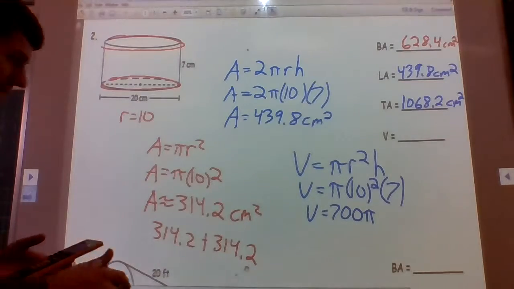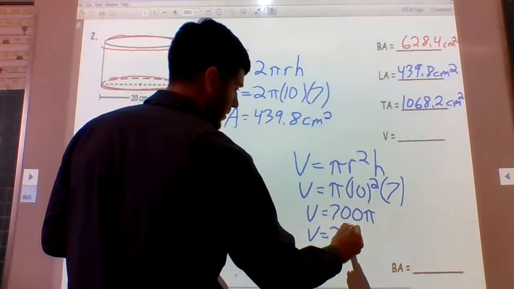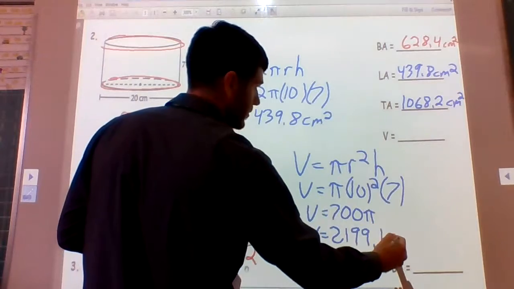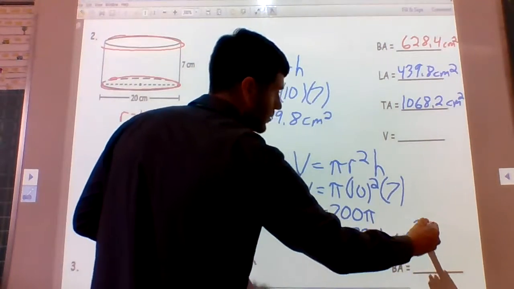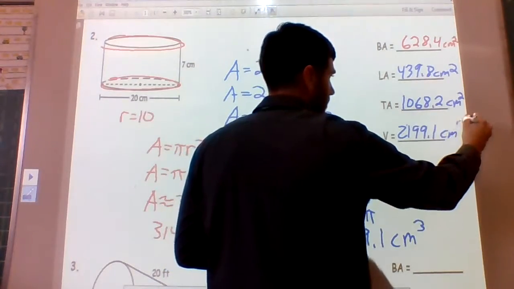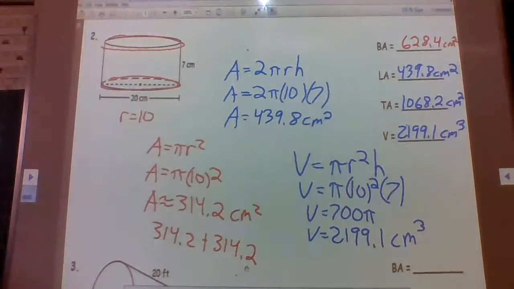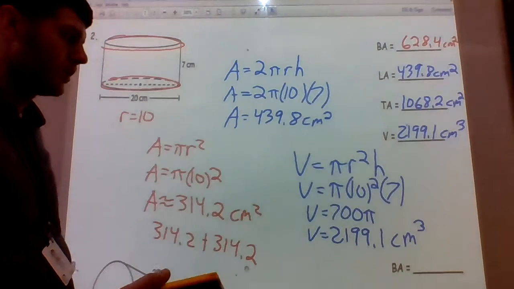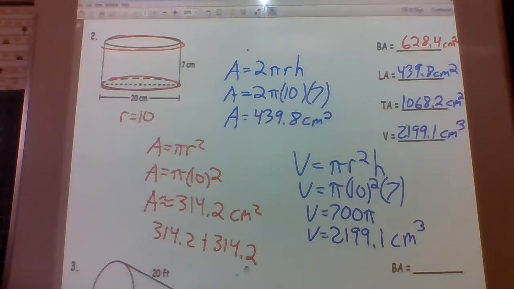Which is 2,199.1 centimeters cubed. And it's volume, so it's cubed. It's 3-dimensional. Again, if you're finding surface area, that's like how much wrapping paper do you need to cover all of the cylinder, and wrapping paper is 2-dimensional. Whereas volume is how much space are you filling up? Like, for example, how much water do you need to fill a pool? And that's 3-dimensional. There's 3 dimensions to it.